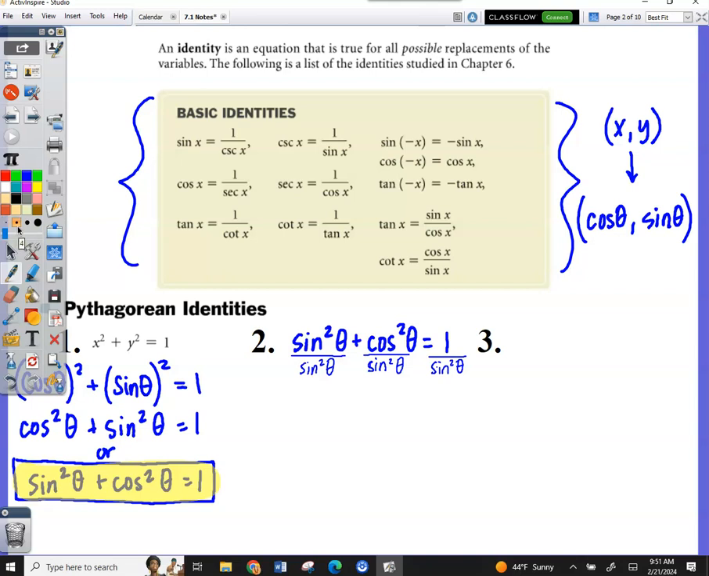Now I'm going to clean it up. What is sine squared divided by sine squared? 1. Anything divided by itself is 1. What is cosine over sine? Careful. Cotan, sorry. It would be cotan. Now, this is cosine squared over sine squared, so it would be cotan squared.